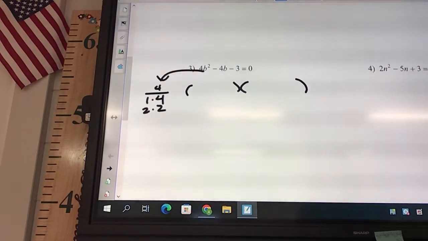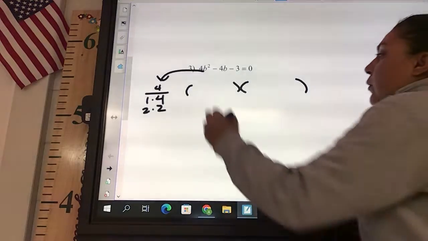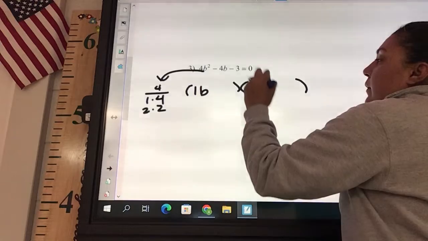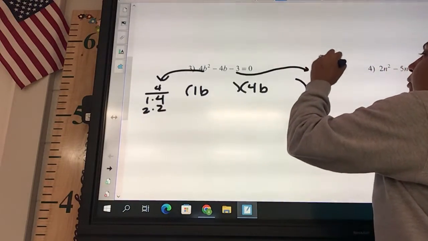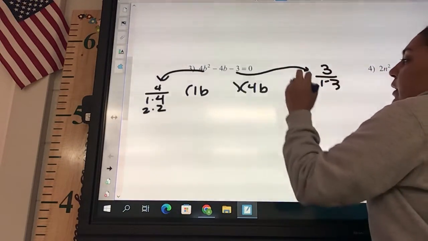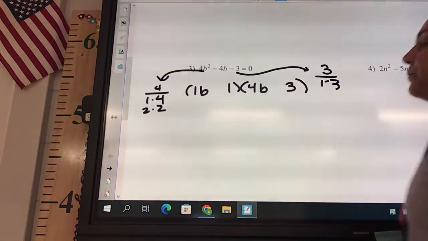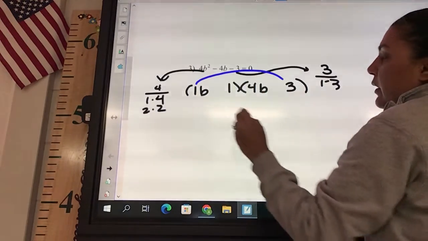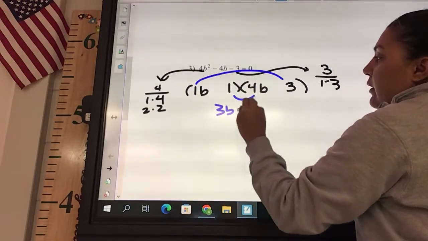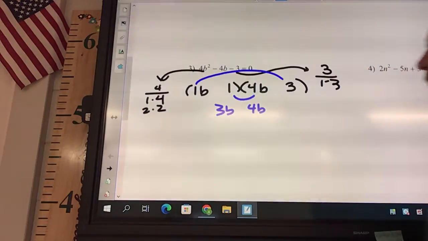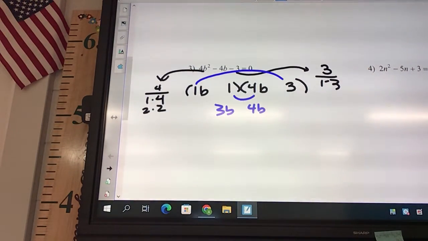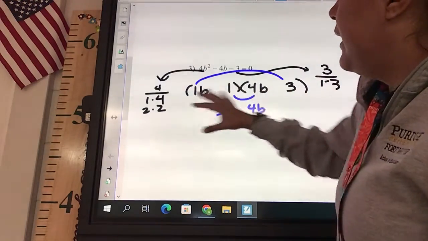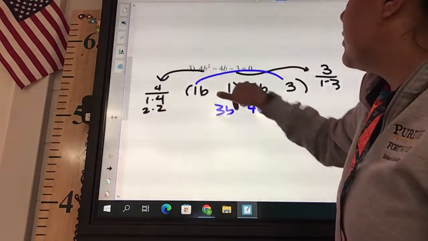Okay, well, what do you want to try first? We can try 1 and 4, and we got B and B. And for this one, I got 3, so you got 1 and 3, and we can fill those in. Well, we're going to check the outer. It's going to get you 3B, and the inner is going to get you 4B. Would a 3 and a 4 ever give me a 4? No.